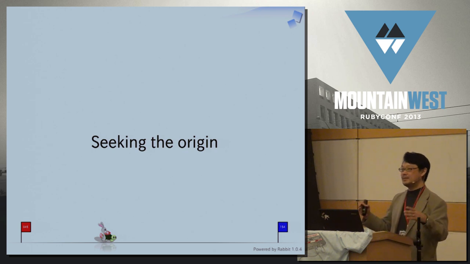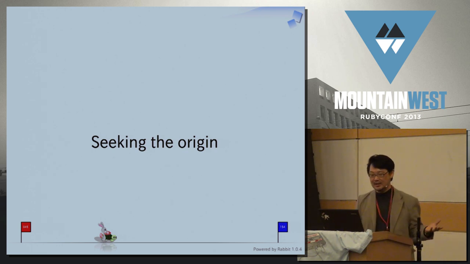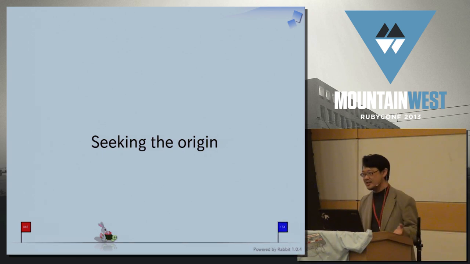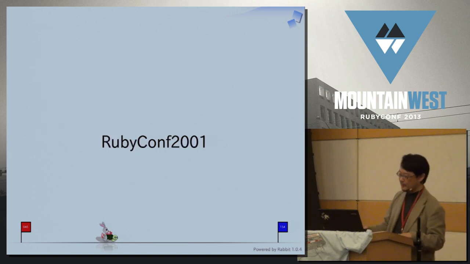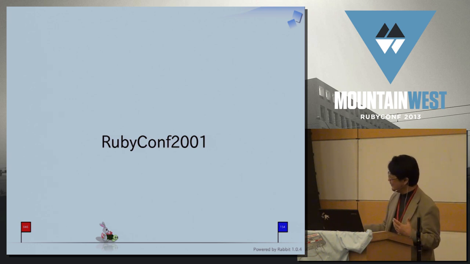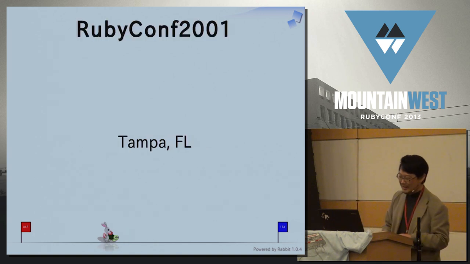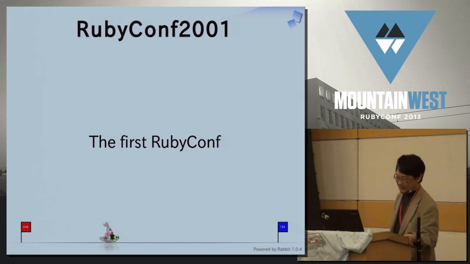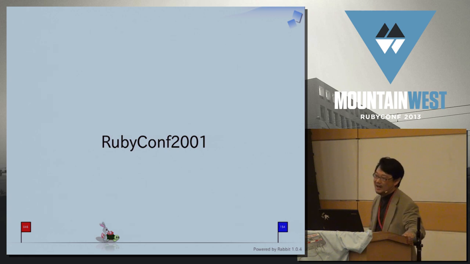So as for Ruby 2.0, I'd like to seek the origin of Ruby 2. I went back into my documentation and keynote slides, and I finally found the earliest reference to Ruby 2 in the keynote of RubyConf 2001. 12 years ago? Whoa. In Tampa, Florida, it was the first RubyConf.